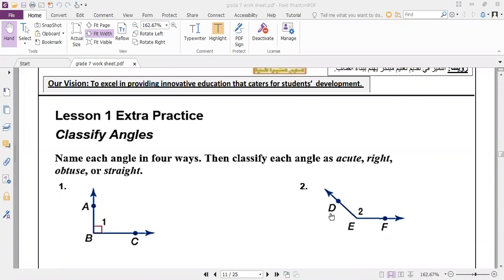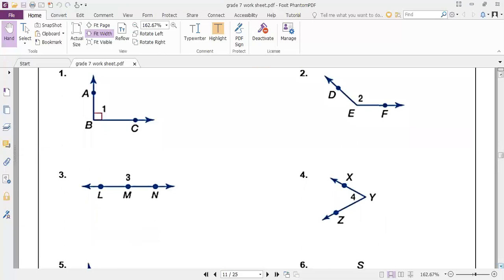If we look at shape number 2, here we have the angle DEF. I can read it as DEF or FED, or I can call it E alone or angle 2. Its measure is more than, or bigger than, 90 degrees. So if the angle is greater than 90 degrees, I can call it an obtuse angle. The obtuse angle is the angle which is greater than 90.